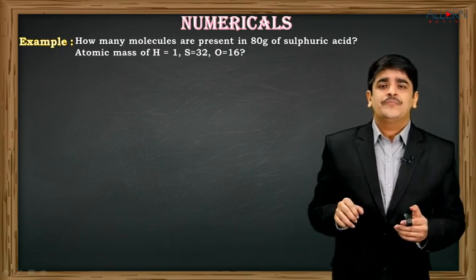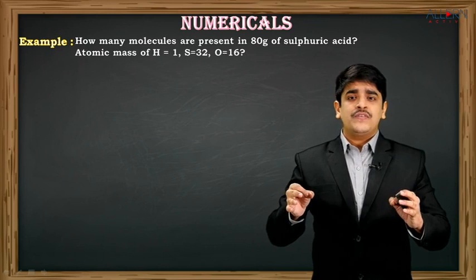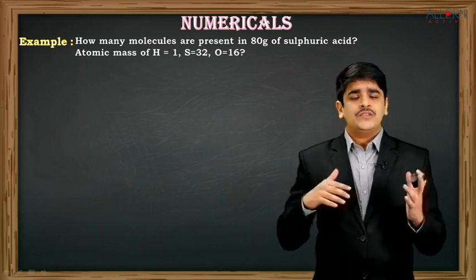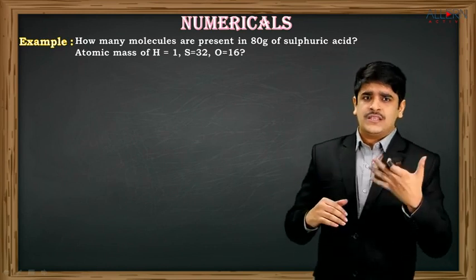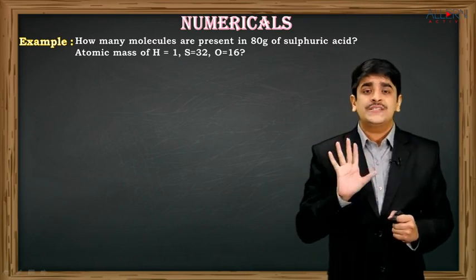Okay, example. How many molecules are present in 80 grams of sulfuric acid? Atomic masses of all the elements are given to you. Whatever is there in sulfuric acid, that is. Hydrogen is 1, sulfur is 32, O is 16.